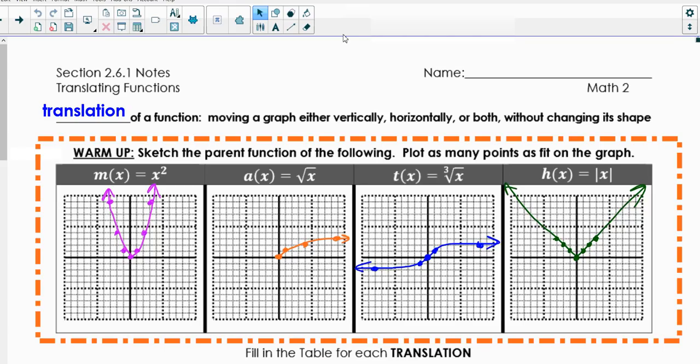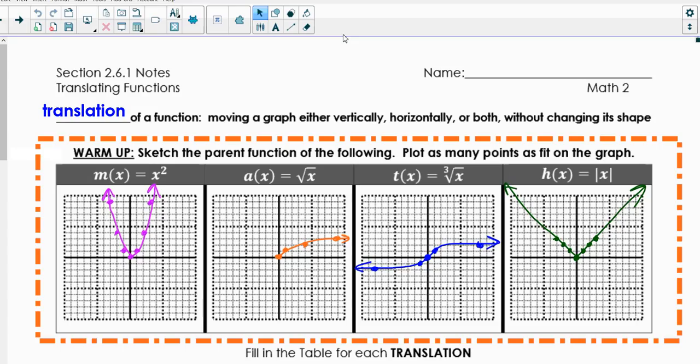All right, so today we're going to focus in more on each parent function and how they move. So we talked about this obviously a lot last week. Individually, we focused on: is it moving left or right? Is it moving up or down? Is it stretching or shrinking, etc.